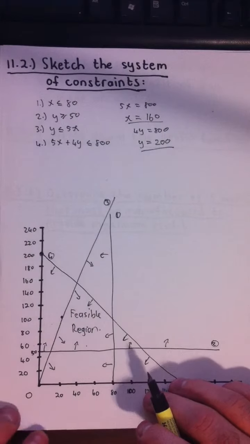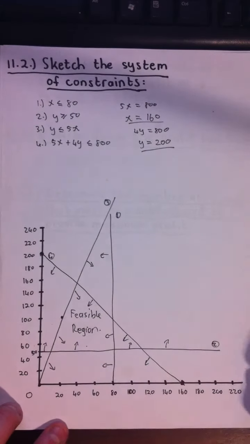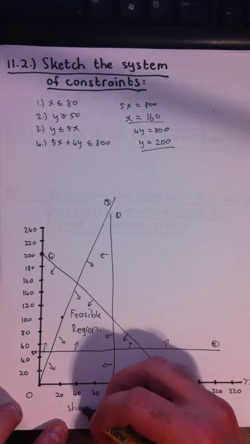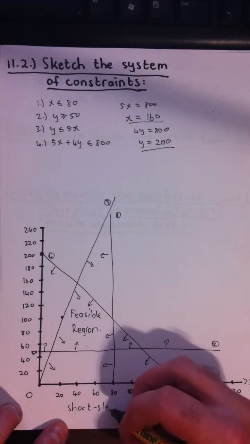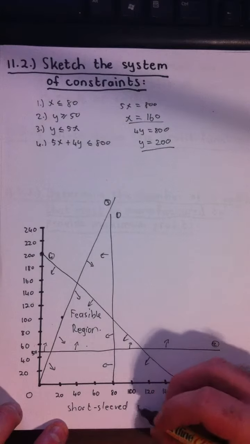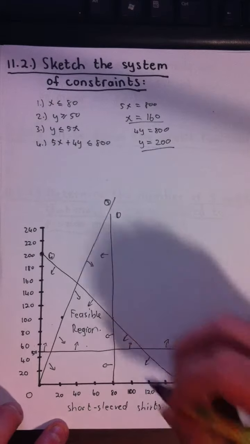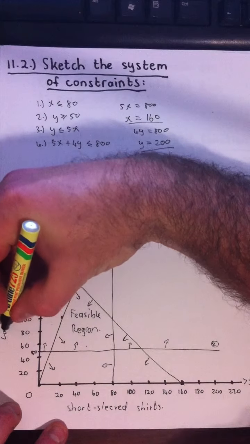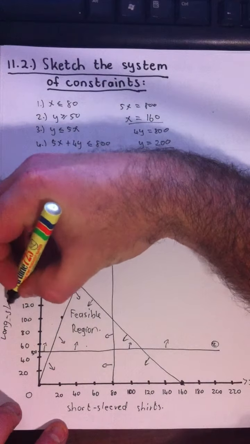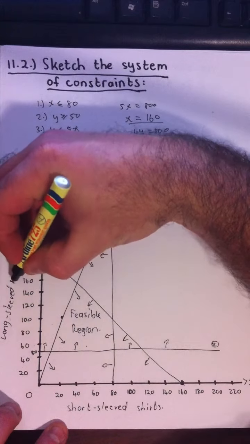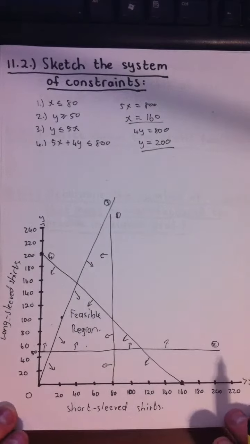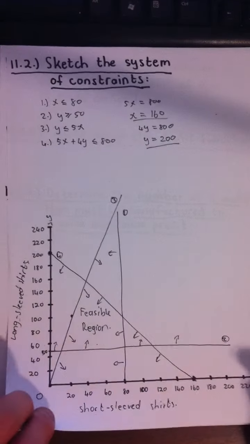And remember to label your axes. So this one, we'd have to label X, and we'd call it short sleeved shirts. And the same here, call this Y, and we label it long sleeved shirts. And that's it, 11.2 is done. Let's see what else they ask.